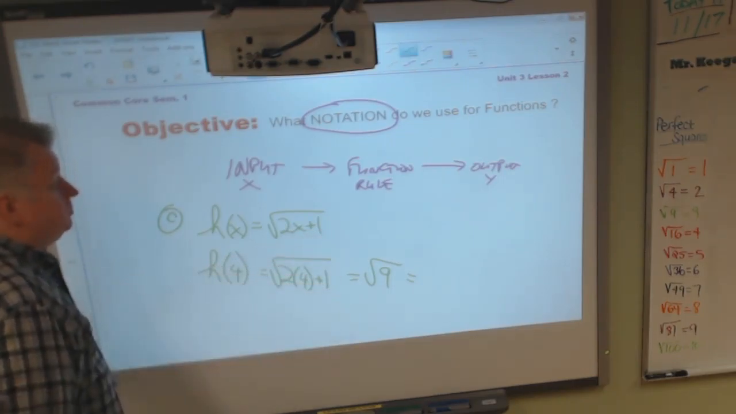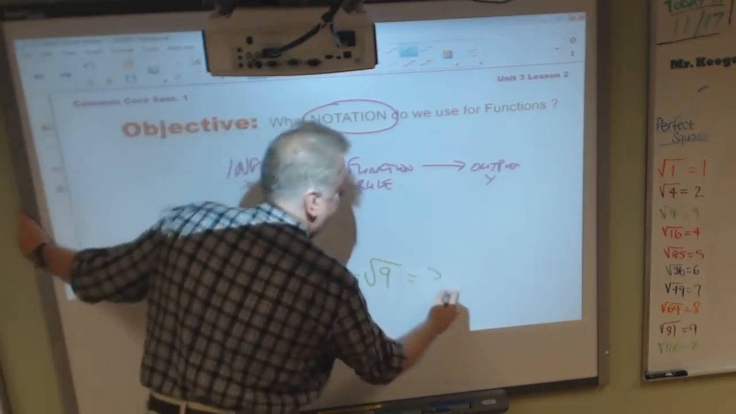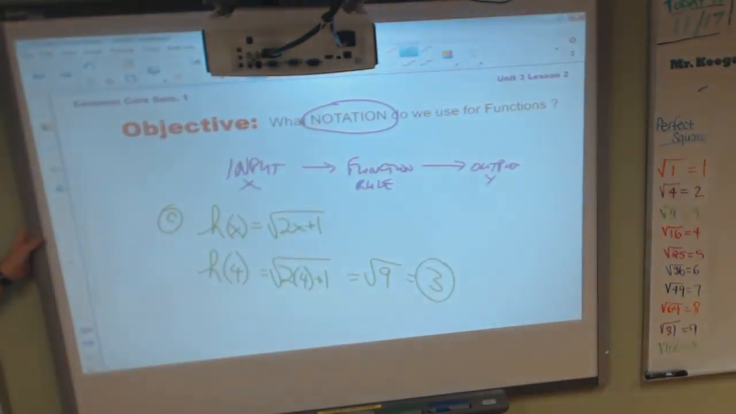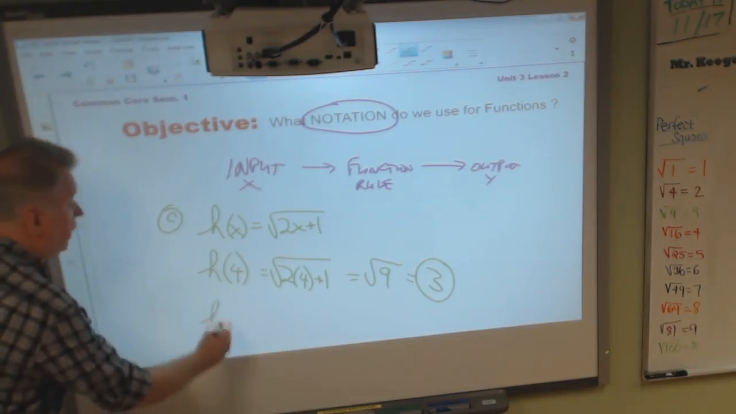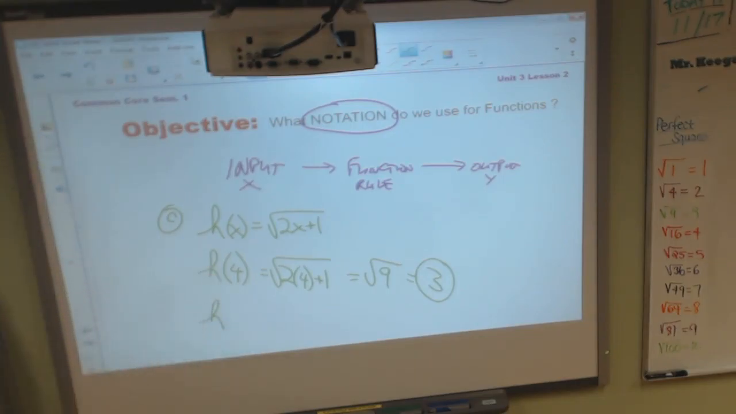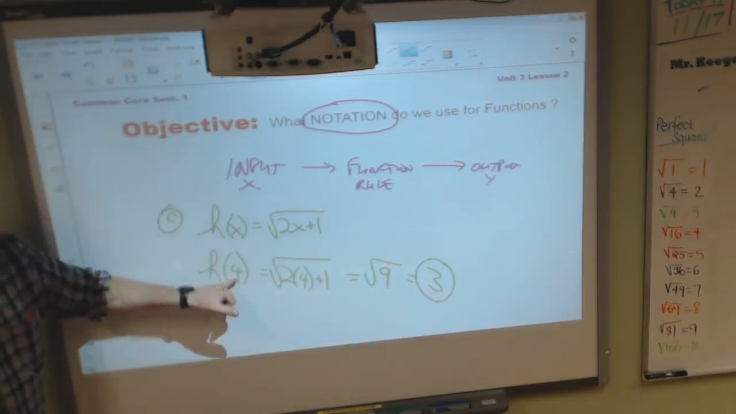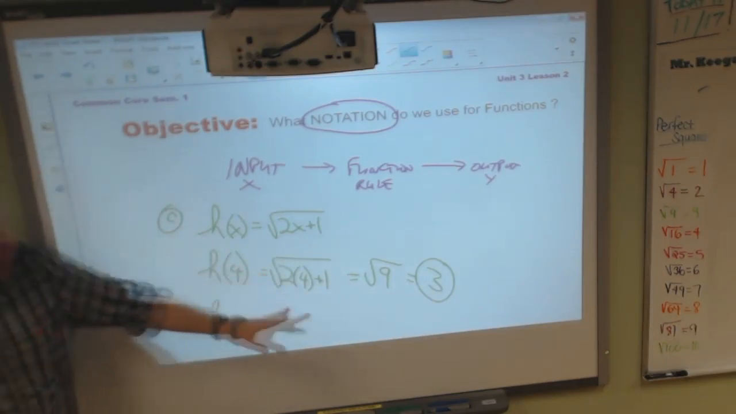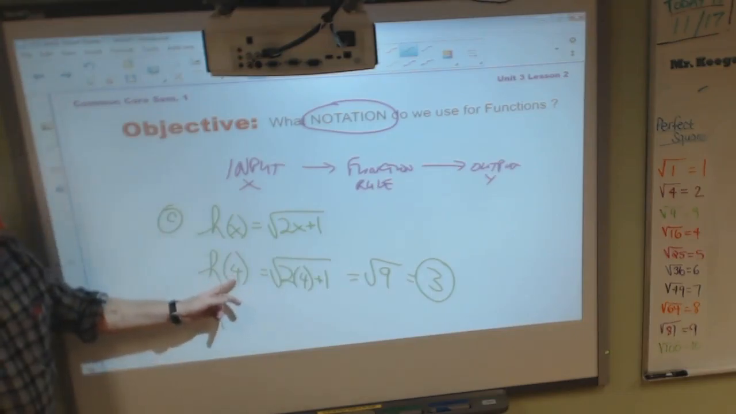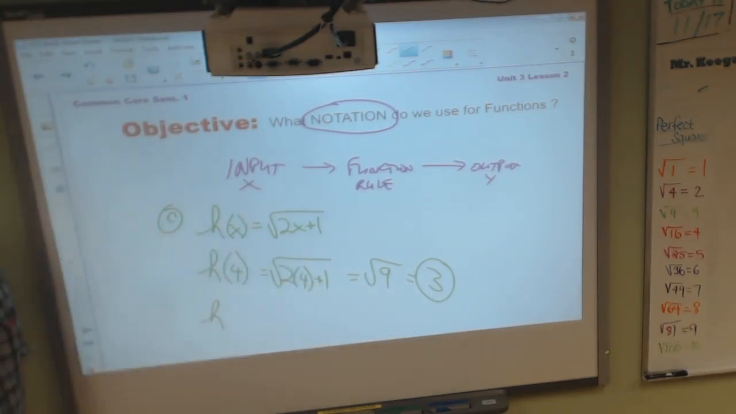The square root of 9 is 3. Square root of 9 is 3 is right. So you say h of 4 is equal to 3. In other words, the output, when the input is 4, is 3. Or you can think of it as this: the 4 is the x and the 3 is the y, right?